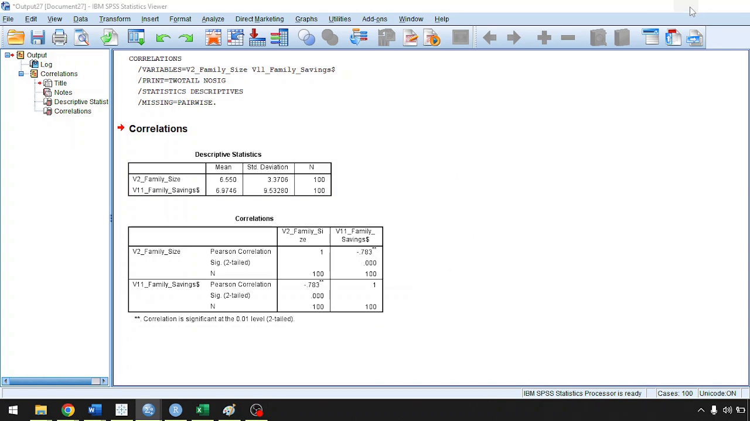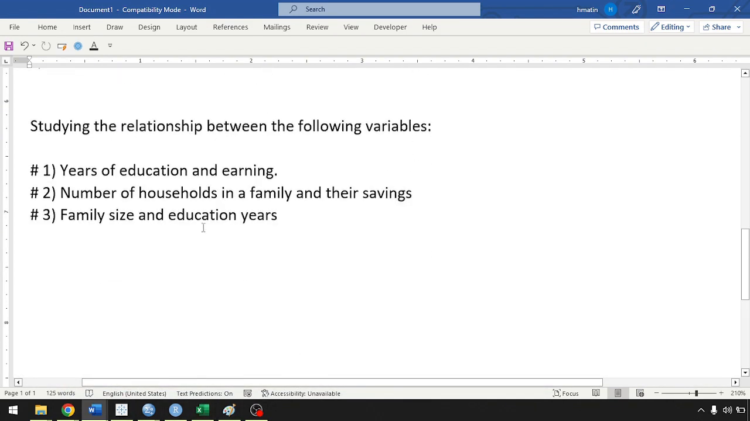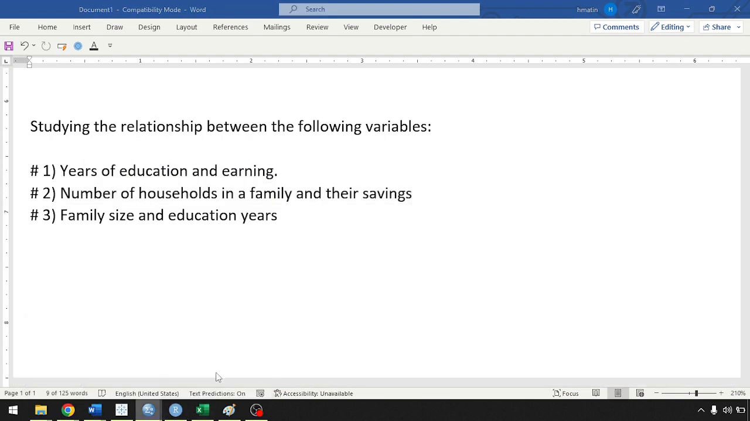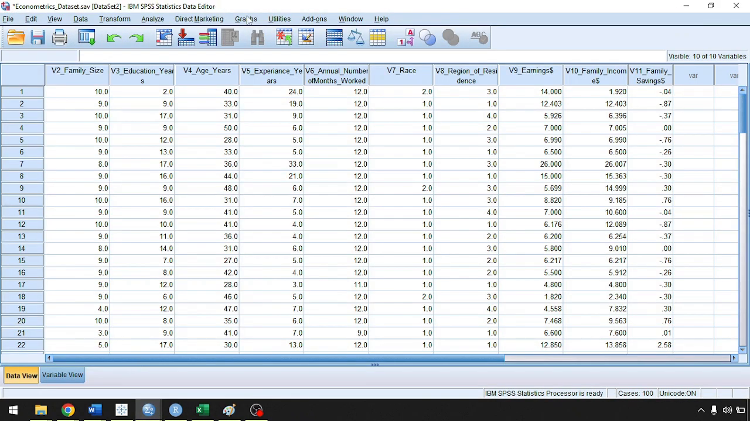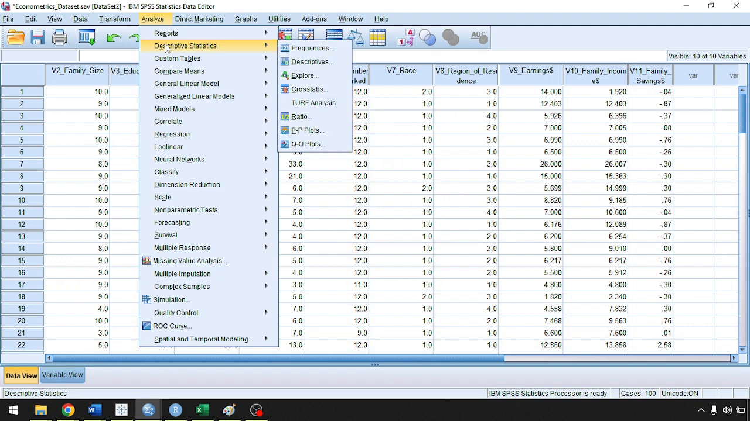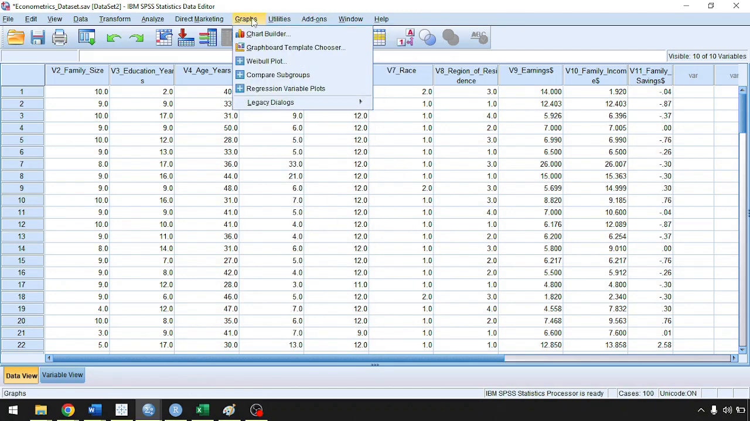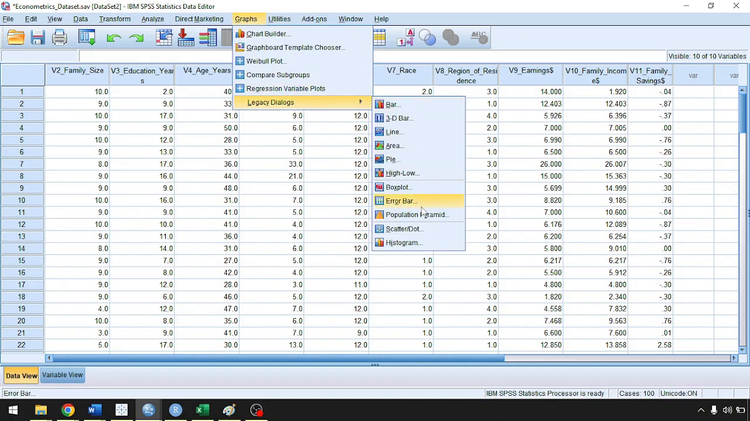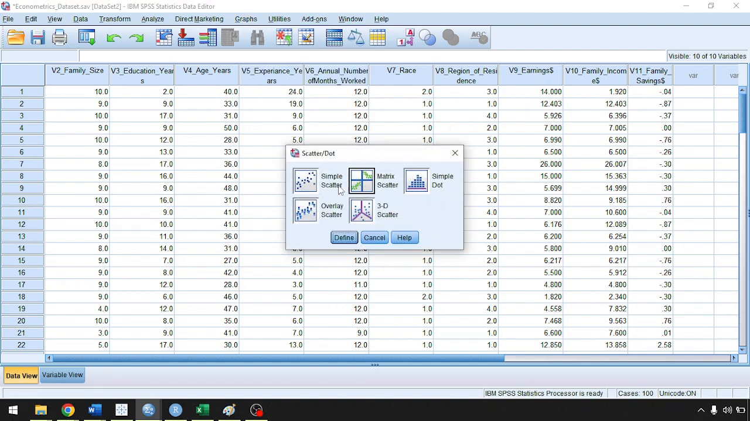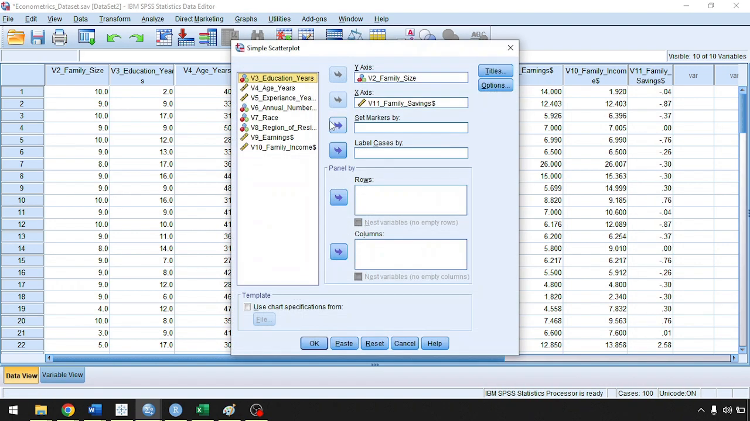Let's go and test the second one. The second is number of households in a family and their savings. That would be, let's go to analysis. Oh, before I check the second question, let's go look at the chart. That's very, very important in studying a correlation. It's very important to use scatter plots to visually look at the distribution of both variables.